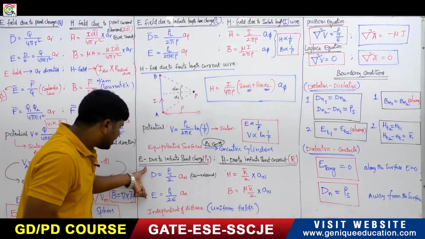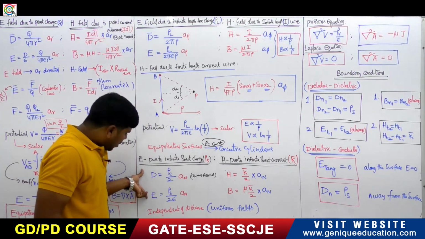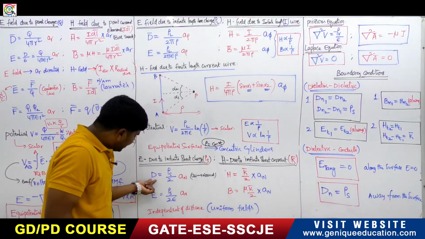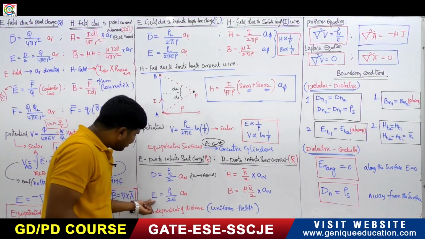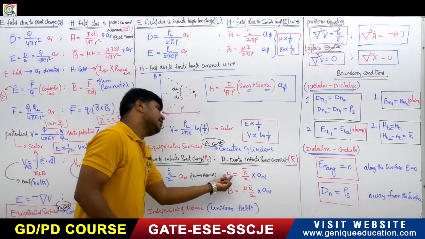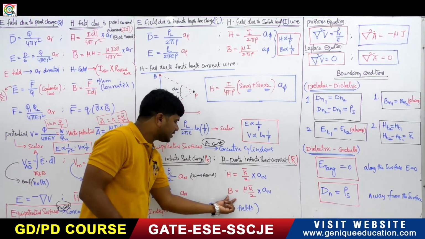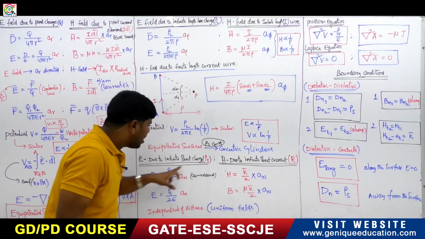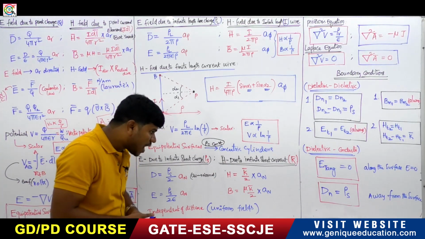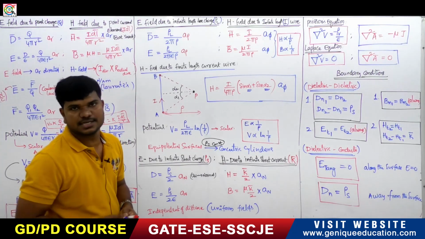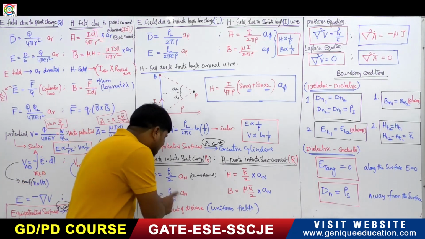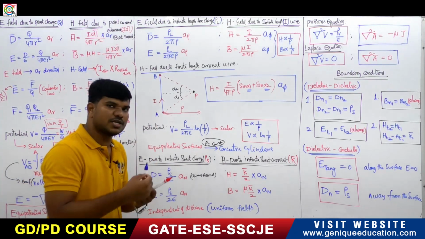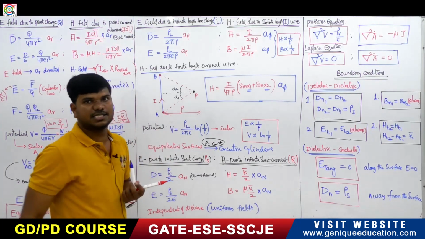If you observe this very clearly, what's happening here? The electric flux density, electric field intensity, magnetic field intensity and magnetic flux density are dependent only on the causes, but not dependent on the distance, that is, how far the point of interest is.